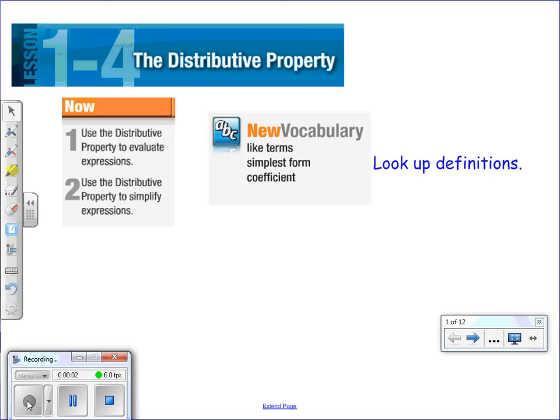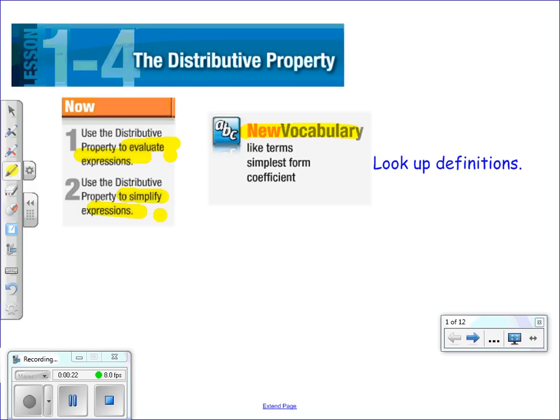Lesson 1-4, the distributive property. Okay, we're going to use the distributive property to evaluate expressions today, and we're going to use it to simplify expressions. Remember, evaluate means to find the value. Simplify, we'll find out, means to get all the like terms together.